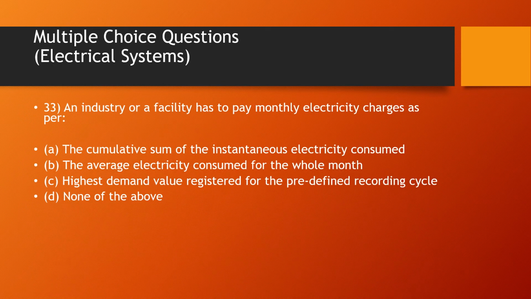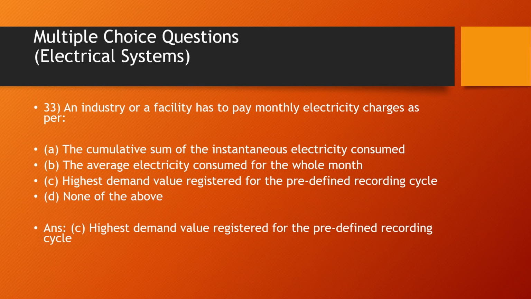Now coming to the next question, an industry or a facility has to pay monthly electricity charges as per option A, the cumulative sum of the instantaneous electricity consumed. Option B, the average electricity consumed for the whole month. Option C, highest demand value registered for the predefined recording cycle. Option D is none of the above. And the answer to this question is option C, highest demand value registered for the predefined recording cycle.